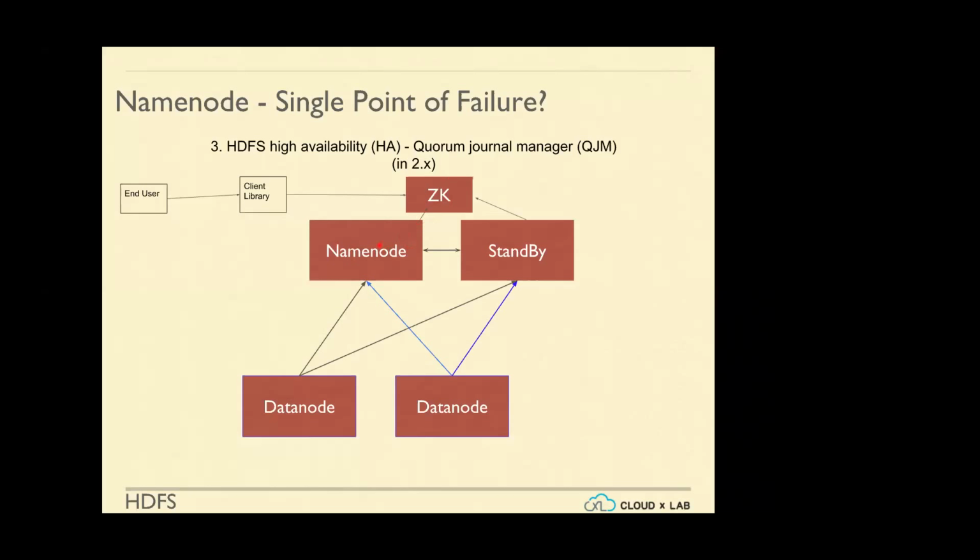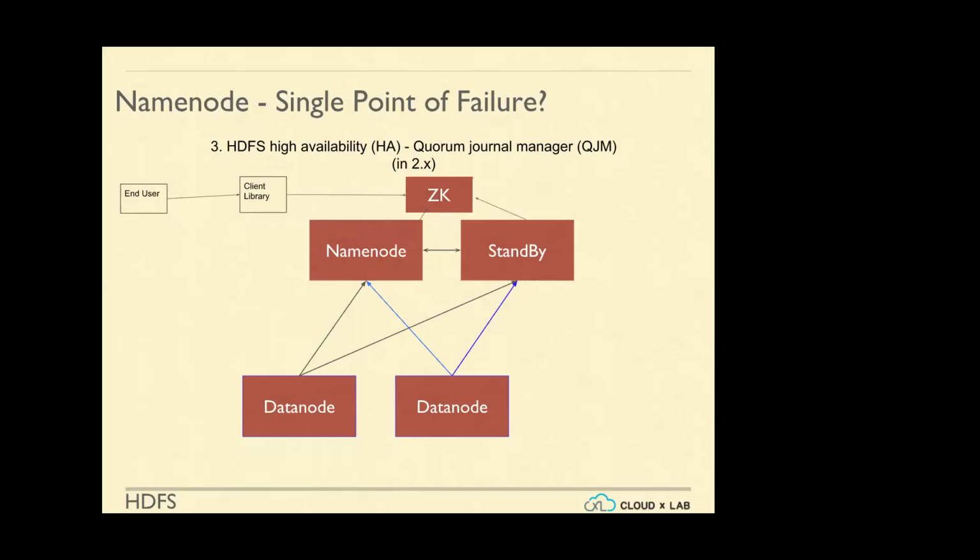So both name node and standby, they coordinate between themselves using ZooKeeper. An end user discovers who is the current name node using ZooKeeper. So the idea is the normal name node is not safe, correct? Why? Because in case name node goes down, the entire ecosystem will be dead.